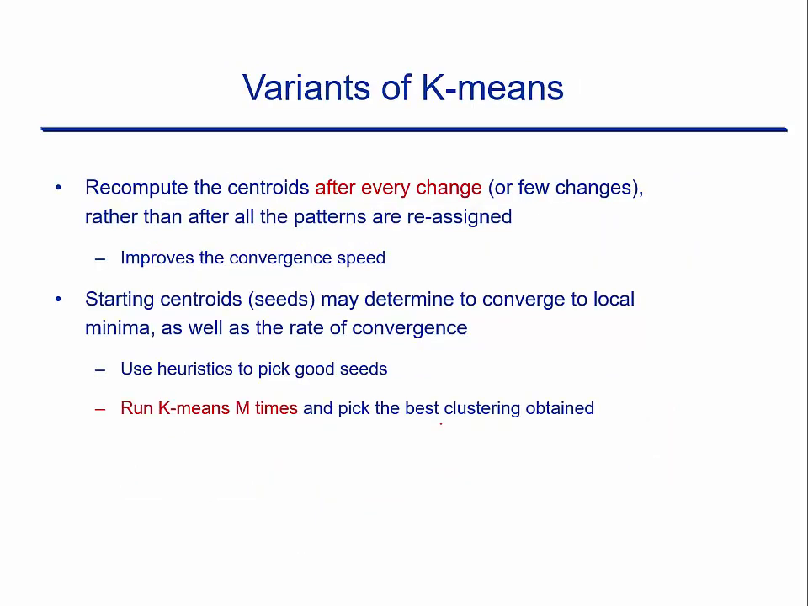Now there are also some variants of k-means. For example, we can recompute the centroids after every change rather than after all the data points are reassigned. This improves the convergence speed. And we can also think about variants concerning starting centroids. The starting centroids may determine whether we converge to a local minimum. So we may use some heuristics to pick good starting points, or we may run k-means several times and pick the best clustering result.